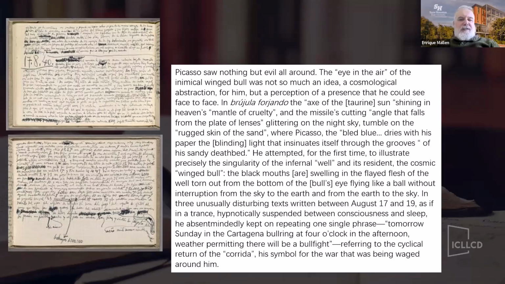In three unusually disturbing texts written between August 17th and 19th, as if in a trance, hypnotically suspended between consciousness and sleep, he absentmindedly kept on repeating one single phrase: tomorrow, Sunday, in the Cartagena bull ring at 4 o'clock in the afternoon. Weather permitting, there will be a bullfight, referring to the cyclical return of the corrida, a symbol for the war that was being waged all around him.